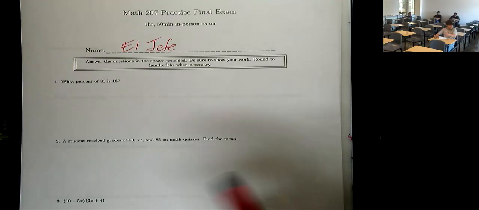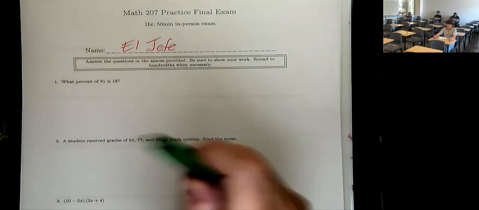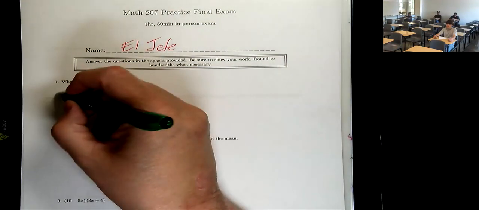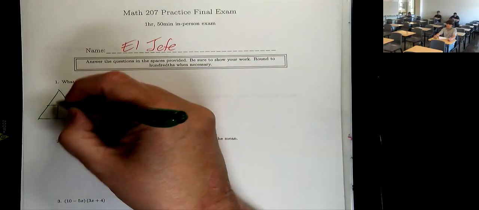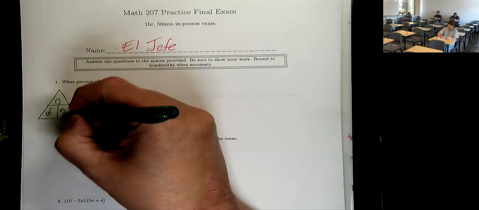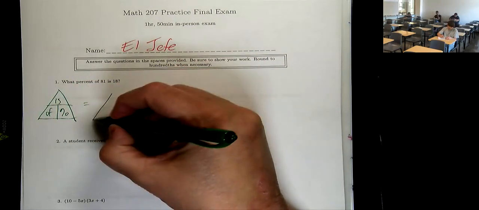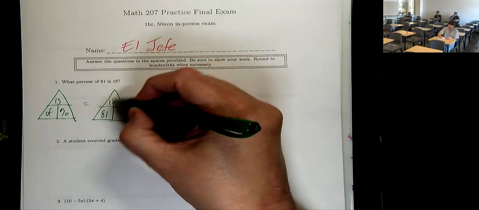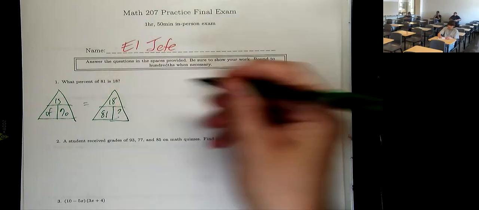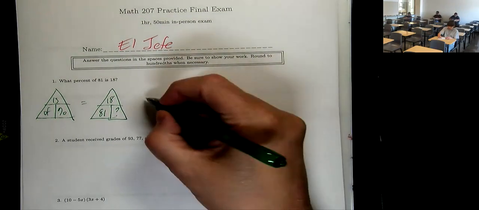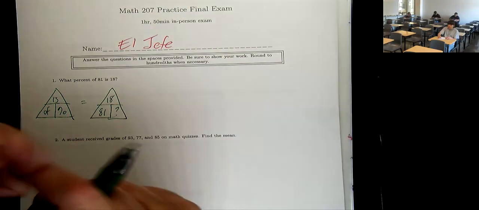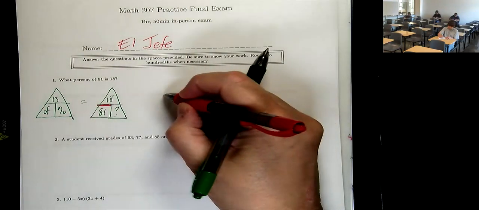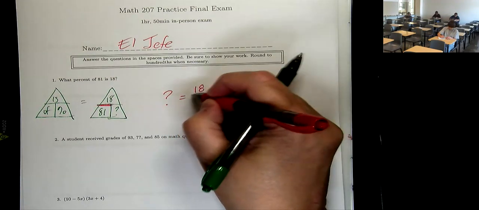All right. So, first question is what percent of 81 is 18? Recall this is back when we had the is of percentage. And for our triangle, 81 is the of, and is 18. So we were trying to calculate the percentage. So this acts like a division bar. So question mark equals 18 over 81.